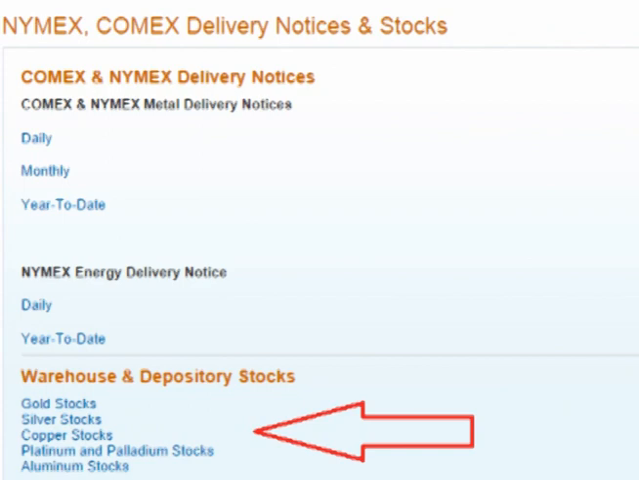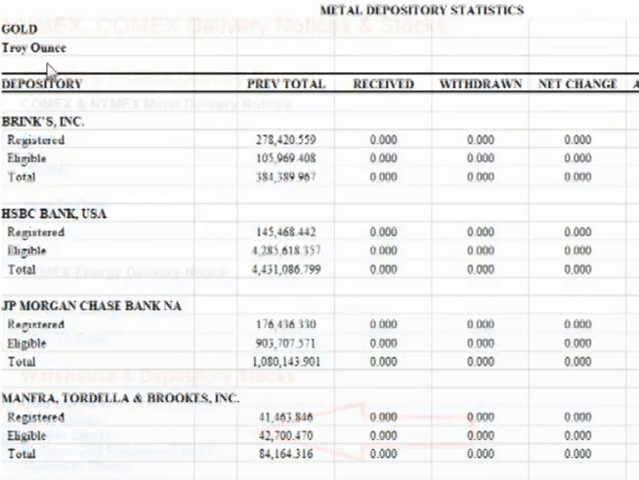Comex inventory levels are updated every trading day. The current inventory levels can be found on the CME website by doing a simple search for Comex stocks. There is an individual report for each metal. The report is presented in Excel format.